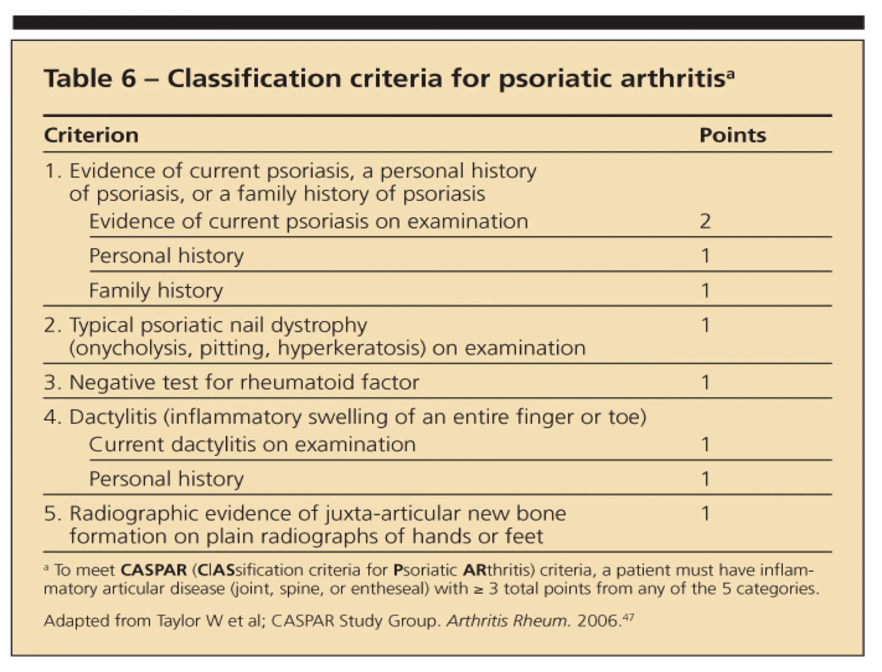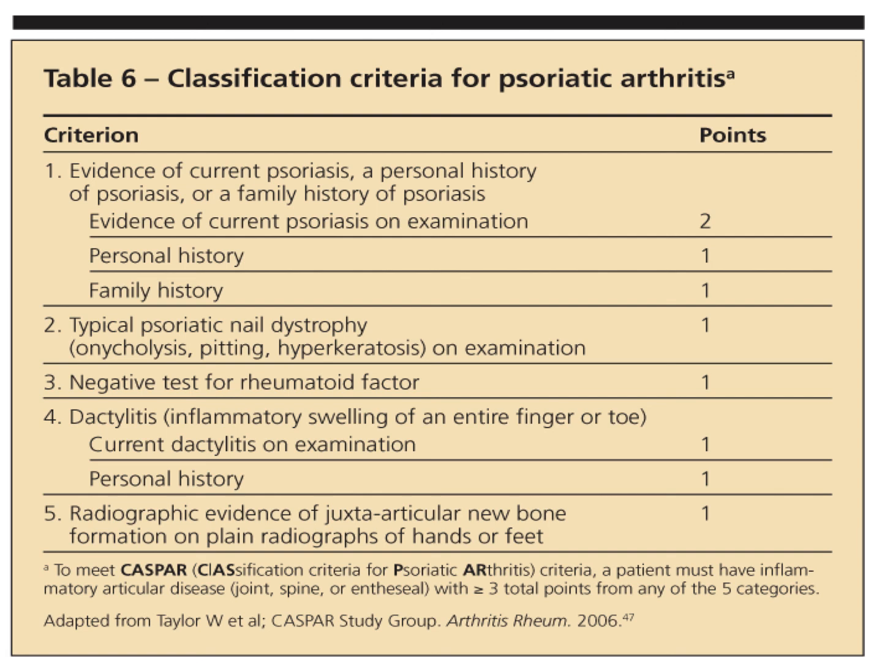Let us look at the classification criteria for psoriatic arthritis. Number 1, evidence of current psoriasis, a personal history of psoriasis or a family history of psoriasis. Evidence of current psoriasis on examination is given 2 points, 1 for personal history and 1 for family history.